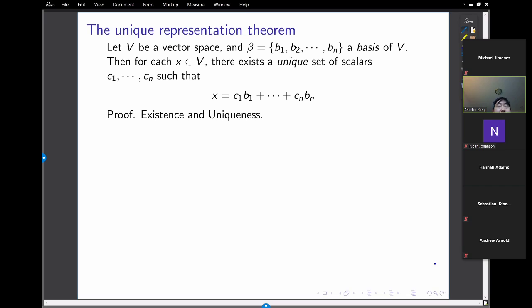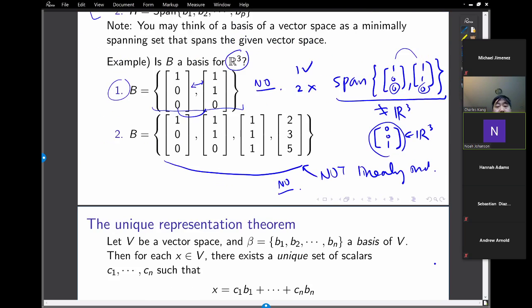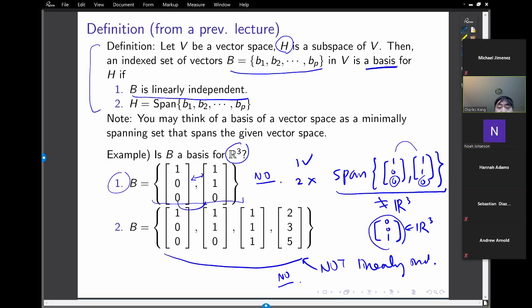Okay, then let's move on to the unique representation theorem. Someone asked you a question why the last 4 vectors weren't linearly independent. Because I can write this vector in terms of the 3 vectors.